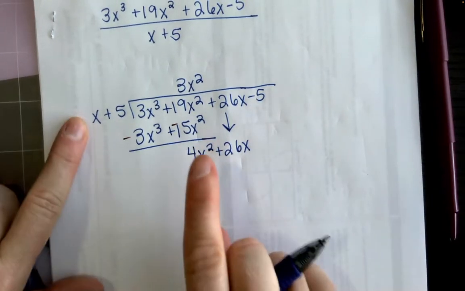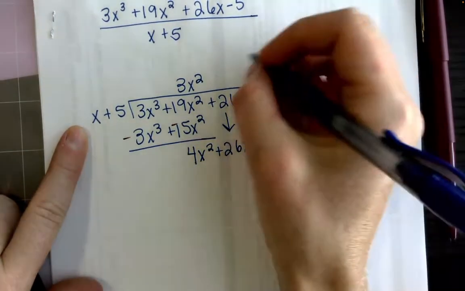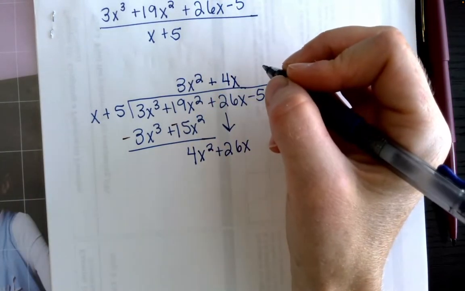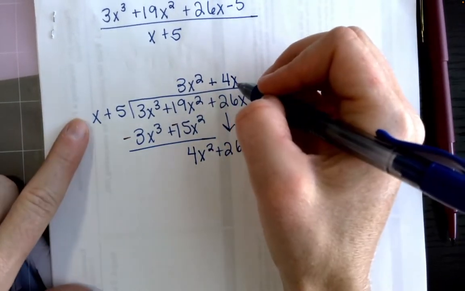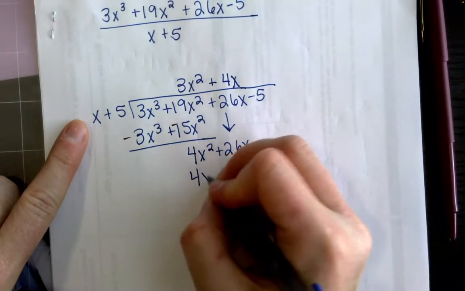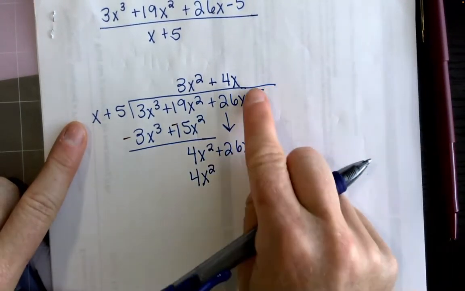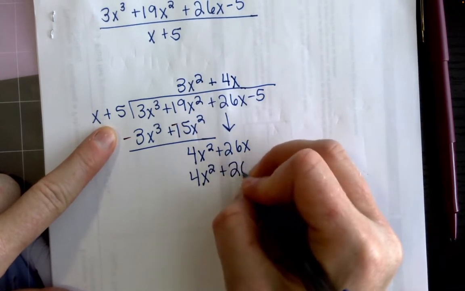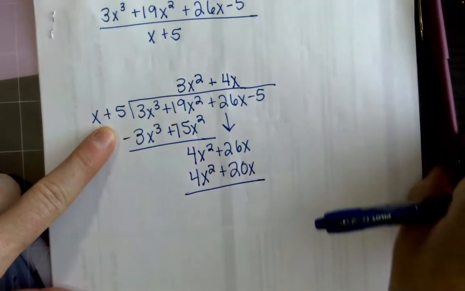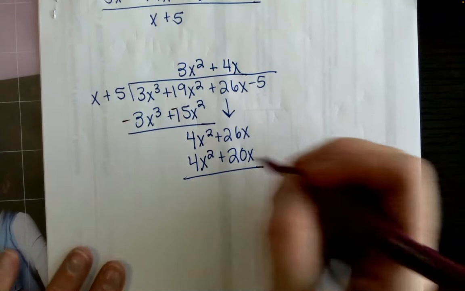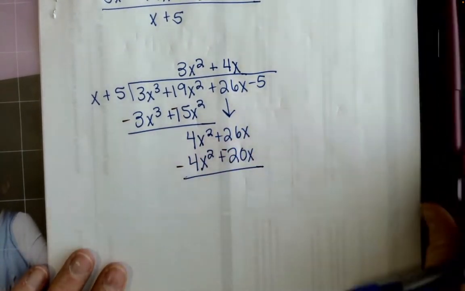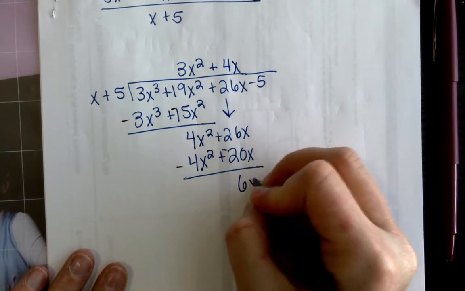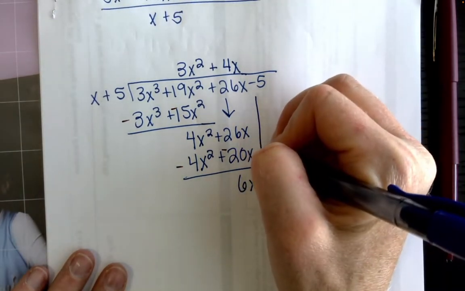Okay, now x times what gets 4x squared? And that would be a plus 4x. 4x times x is a 4x squared. 4x times 5 is a 20x. Now change the sign because we're subtracting. Those zero out. 26x minus 20x is a 6x. Carry down minus 5.